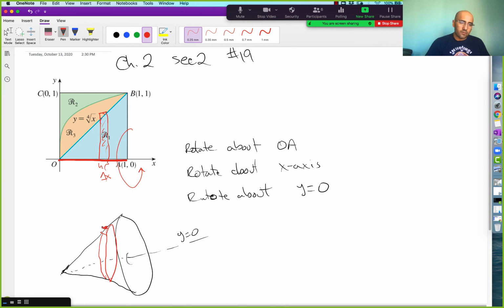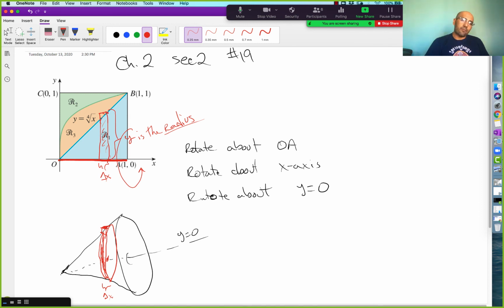Got a little thickness to it, delta x. So the radius of this thing is going to be the distance from the x-axis up to there. That's going to be the radius. y is the radius. And the y is the distance from there to there.